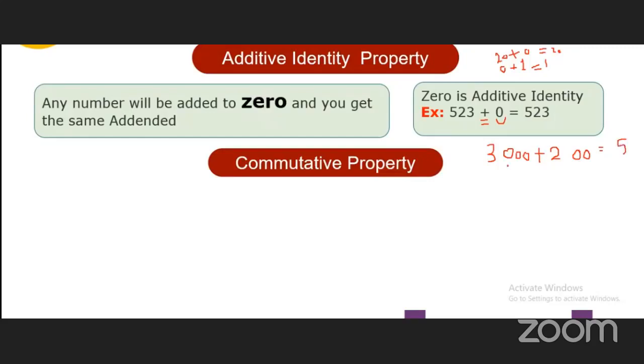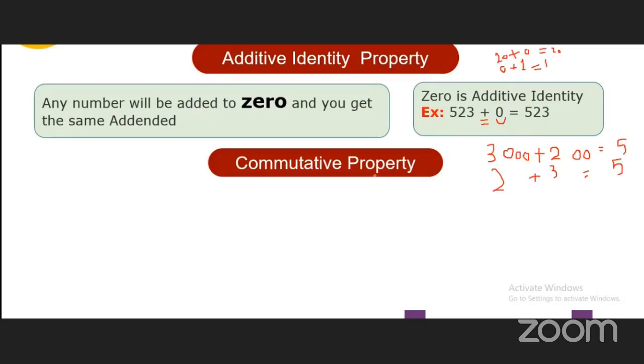If I say 2 plus 3 equals what? Also 5. So this means if we replace the numbers which are added together, here I let 2 replace 3 and 3 replace 2 and add them together, I get the same result. So this is called the commutative property.